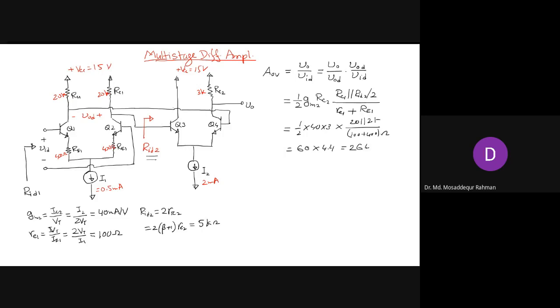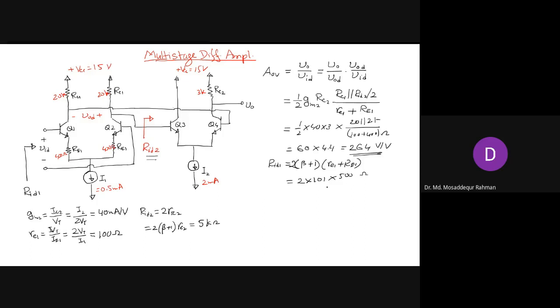So it's probably about something like this. That was our overall gain for this multi-stage differential amplifier. And Rid1 we also calculated. Rid1 will be (beta plus 1)(2re plus R). Applying the resistance reflection rule here, if beta is 100, so 201 times 500, that will be in ohms.